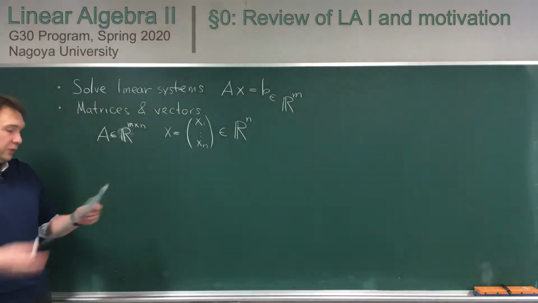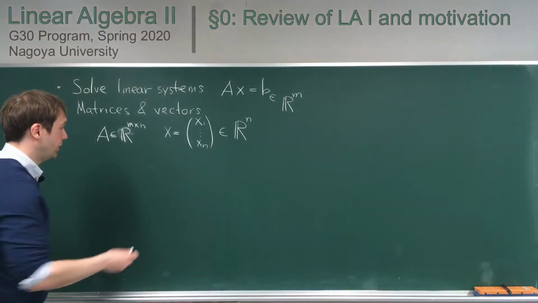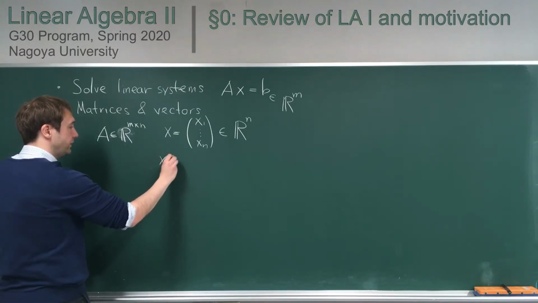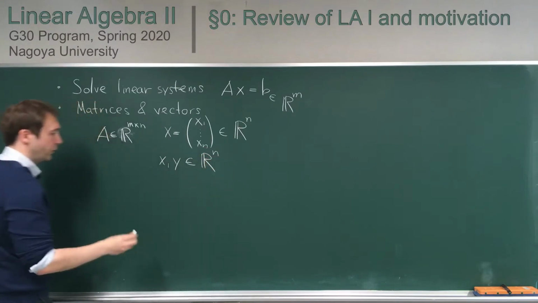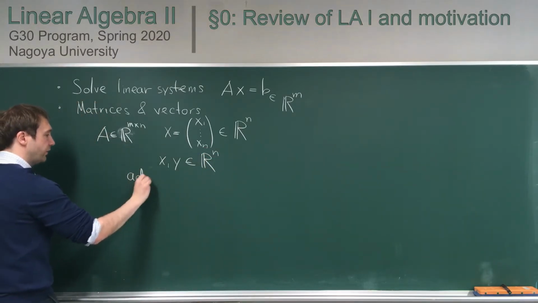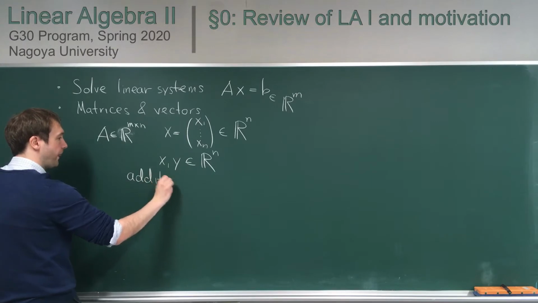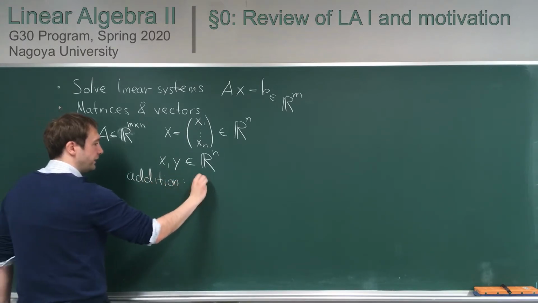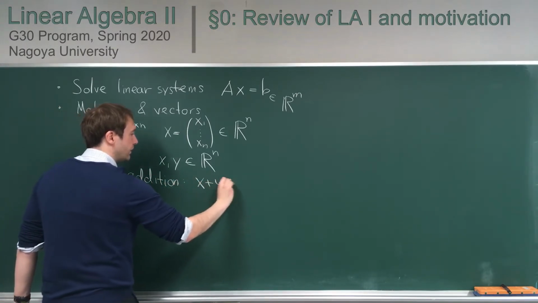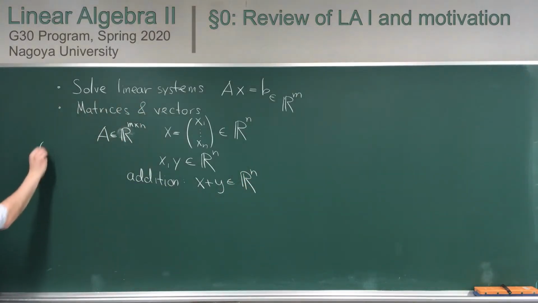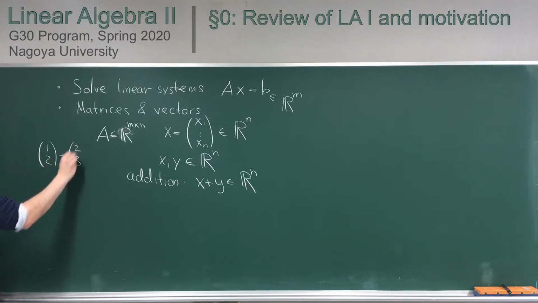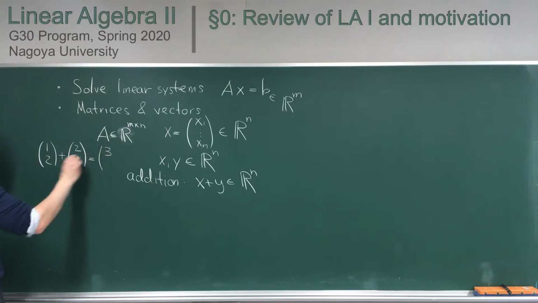And for these vectors, we had some operations. So for example, if I had two vectors of size n, then we had two operations. The first was addition. So I could add them, and this again gave a vector of size n. So for example, if I add the vector 1, 2 plus the vector 2, 3, just component-wise, we add these numbers. So this is 3 and this is 5.